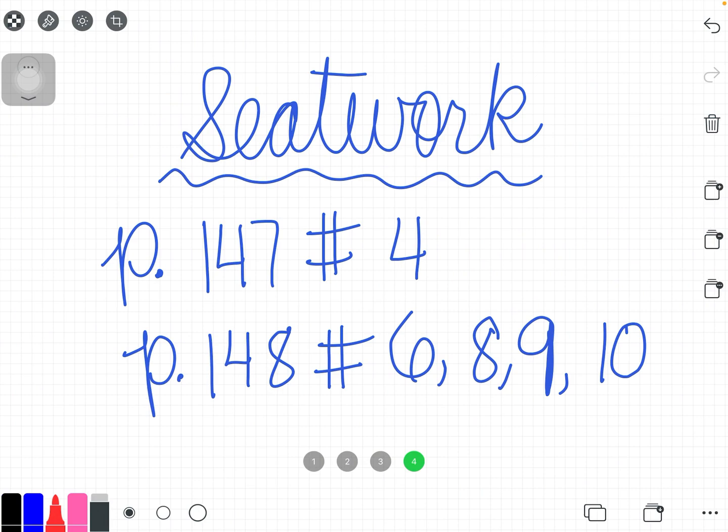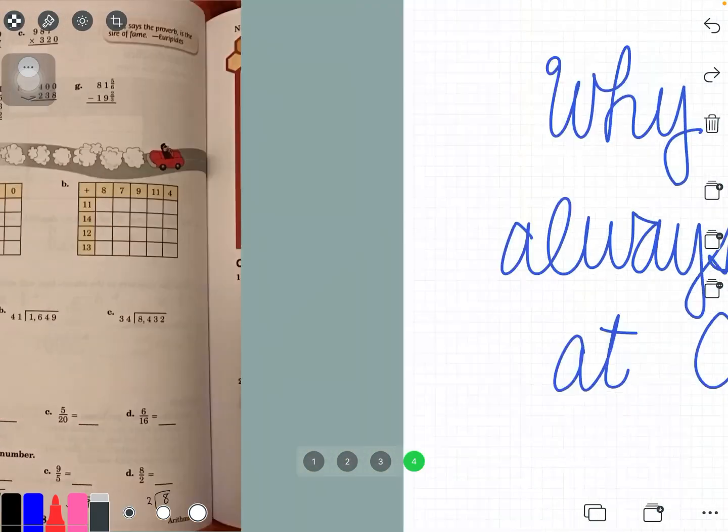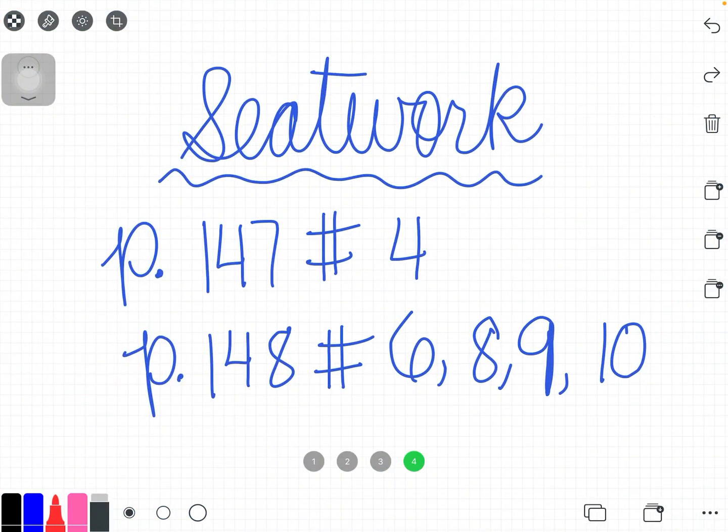So you'll do number 4 on page 147. And then on the back side, you'll do 6, 8, 9, and 10. You don't need to do the word problems. You don't even need to do this. You don't need to do that. If you want, go for it, but do that afterwards, okay? Just make sure you have all of this done first.